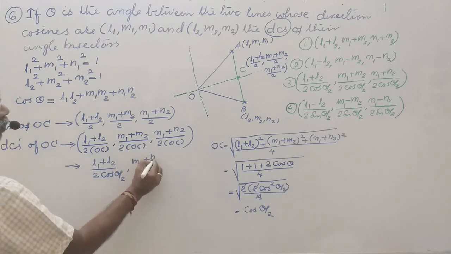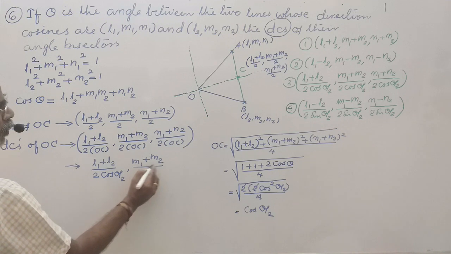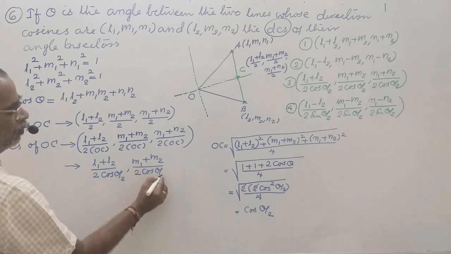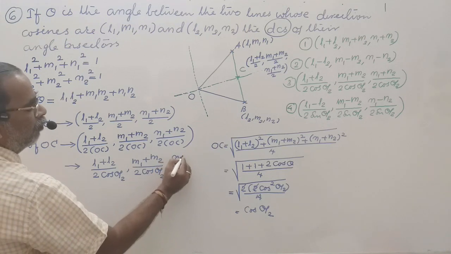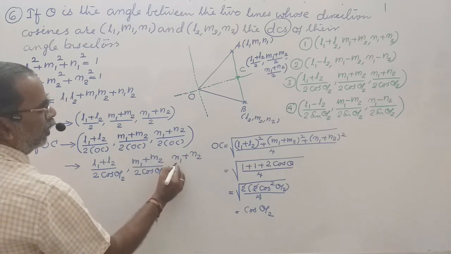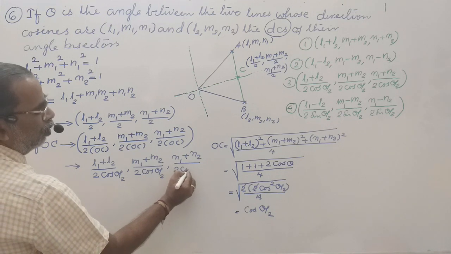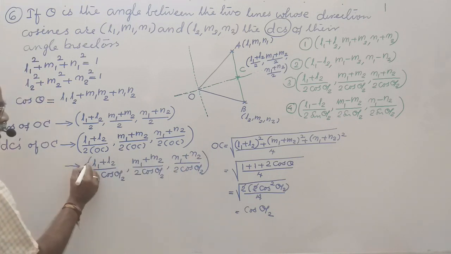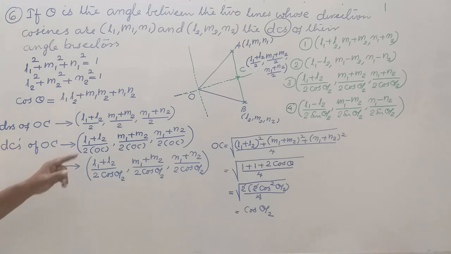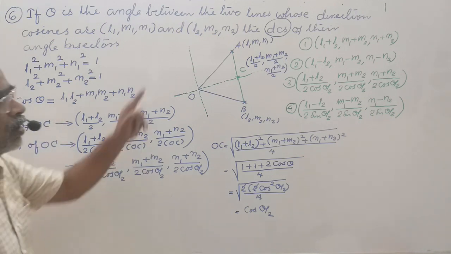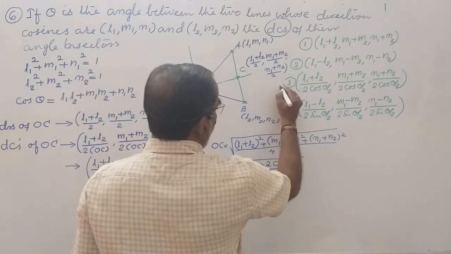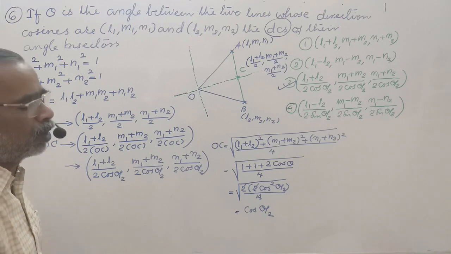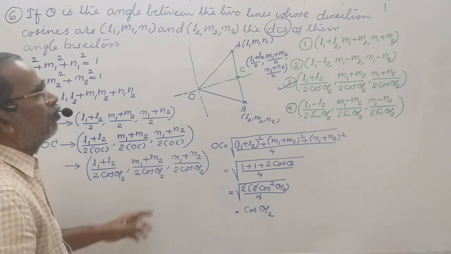Here also M1 plus M2 divided by 2 into OC is cos theta by 2, and N1 plus N2 divided by 2 into OC is cos theta by 2. These are the direction cosines of one angle bisector. See the options. It is here. Third option is answer. This question is more than one answer type question.